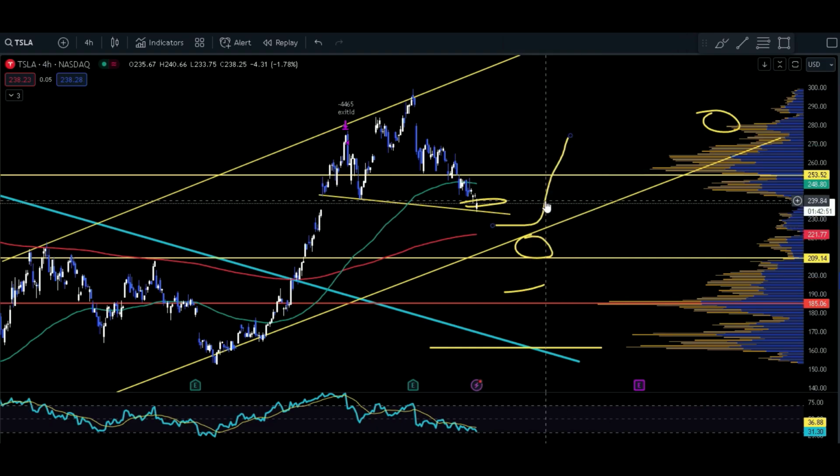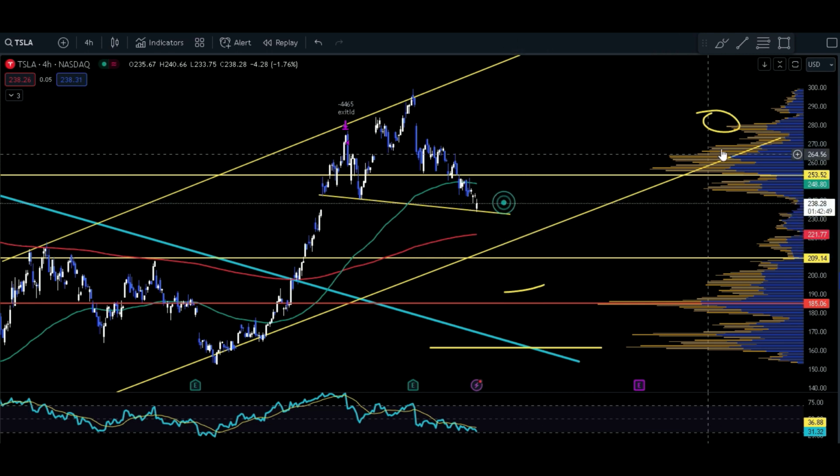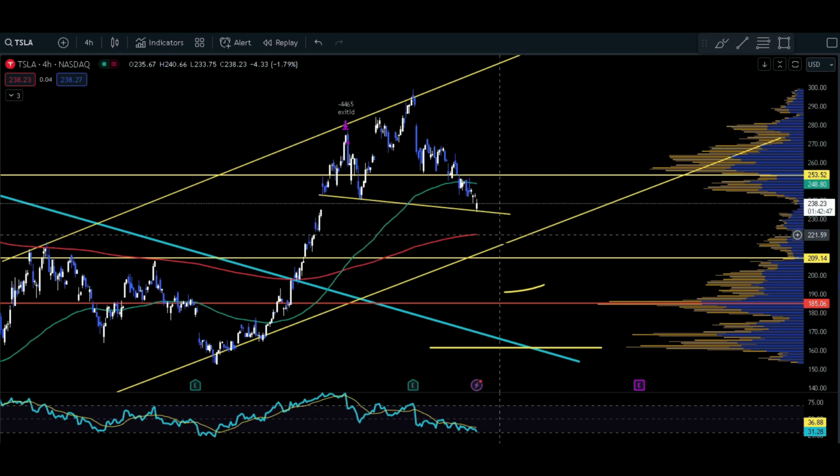But do let me know in the comments, what do you think is a better trade to take, or should we just go all in and short over here and wait for $210 to take profit?